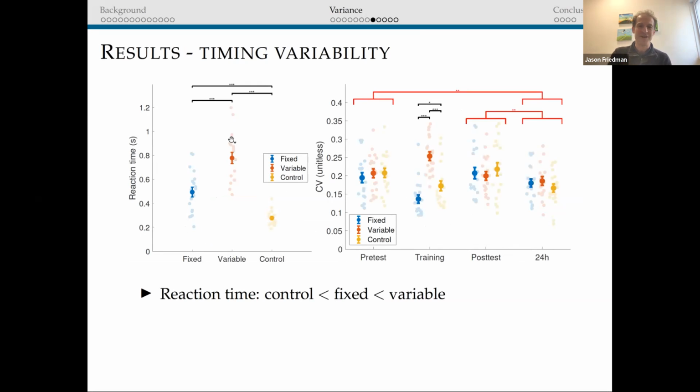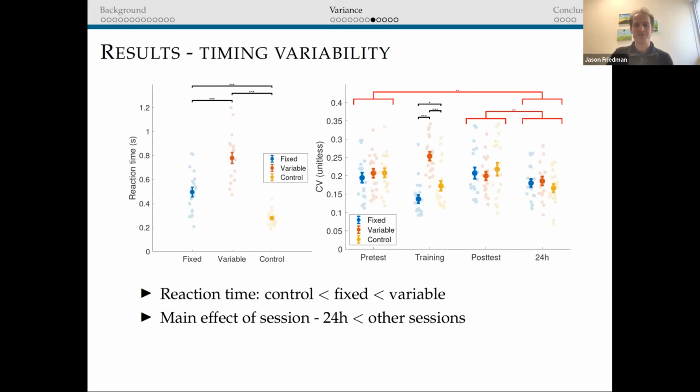And we can see that in the variable one, where it was different every time, the reaction time is much slower. So it's around 800 milliseconds compared to the fixed, which is about 500 milliseconds, and the control group, which is much faster, about 300 milliseconds. So it does seem that as well as increasing variability, it does also increase the cognitive load.